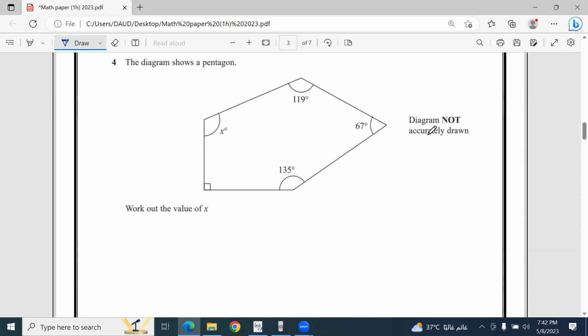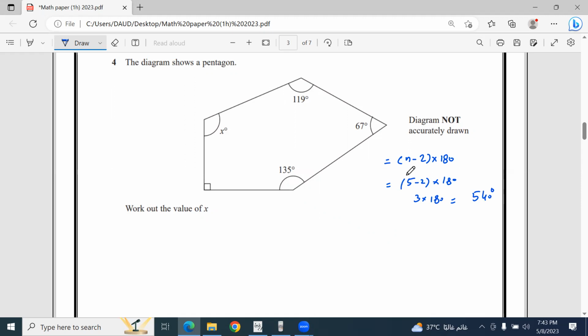The next question: the diagram shows a pentagon, and it is not an irregular shape, but we know the sum of the interior angles of a pentagon. For any polygon we use this formula: n minus 2 multiplied by 180. This is the sum of interior angles. We have 5 sides, so 5 minus 2 gives us 3, multiplied by 180. It is equal to 540, meaning the sum of the interior angles of a pentagon is 540 degrees.